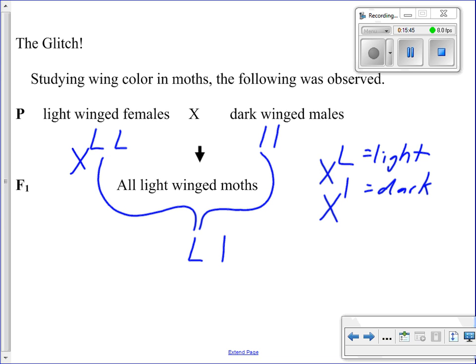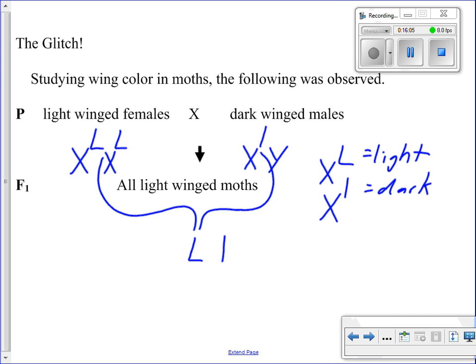Females do have two X chromosomes. So the light-winged females would be X big L, X big L. The males would have one copy of an X chromosome with the lowercase l, but now we need to get rid of the second L because the males don't have another X chromosome. They, of course, have a Y chromosome.